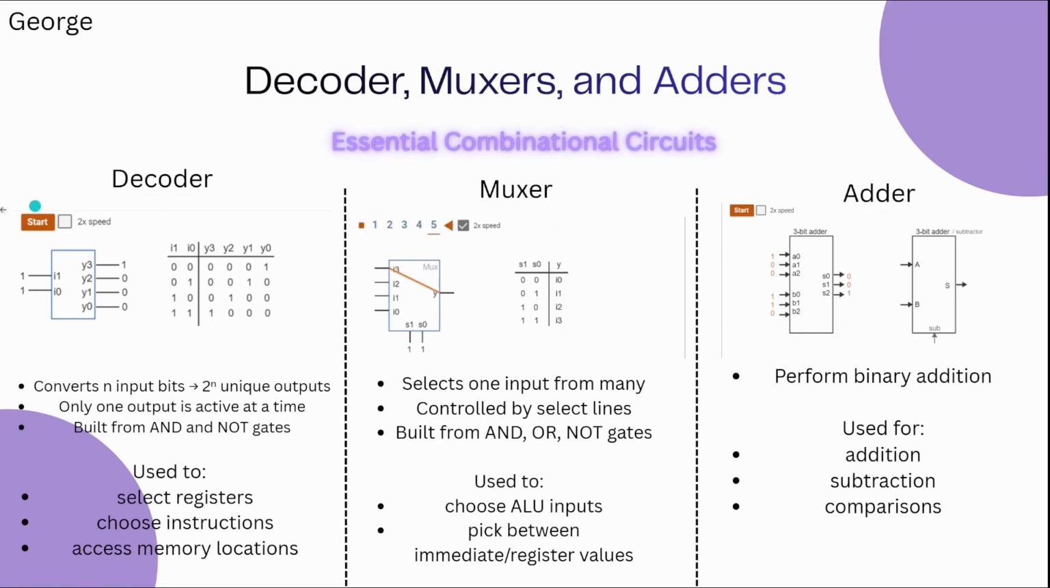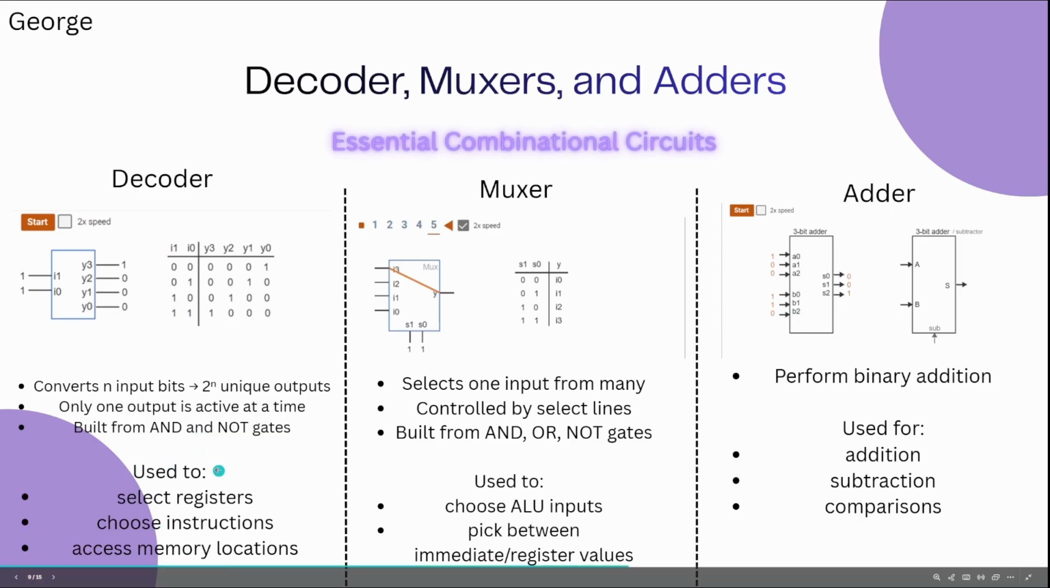The decoder pretty much converts n input bits right here into 2^n unique outputs, and there's only one output active at one time. An example would be a vending machine. Say you select a button, it only selects one item. If you have 2 input bits, you can get 4 outputs, since 2 to the second power is 4. They're pretty much used to help CPUs choose things like registers, instructions, and access memory locations.